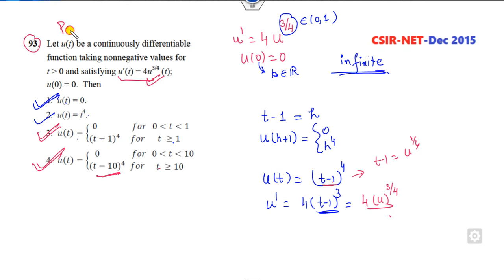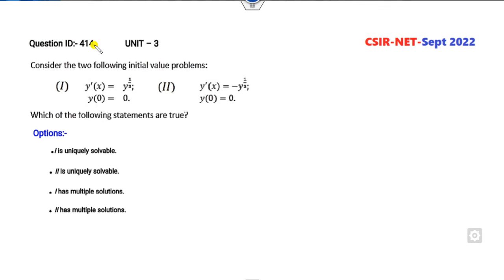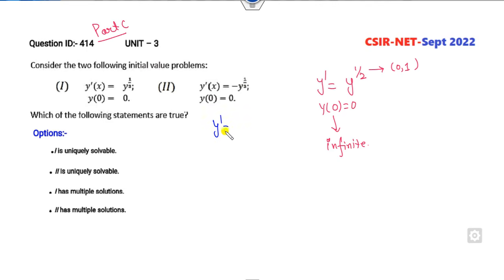This is the question related to part C, which is related to the step number. Again you can see the first part is y' equals y to the half, y of 0 is 0. This number lies between 0 and 1, so it has infinitely many solutions. In the second part, the equation is y' equals minus y to the half, y of 0 is 0. This number lies between 0 and 1, but because of this negative sign it has a unique solution.